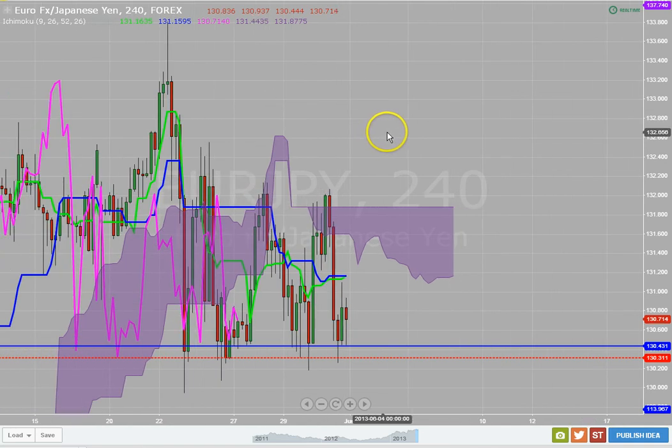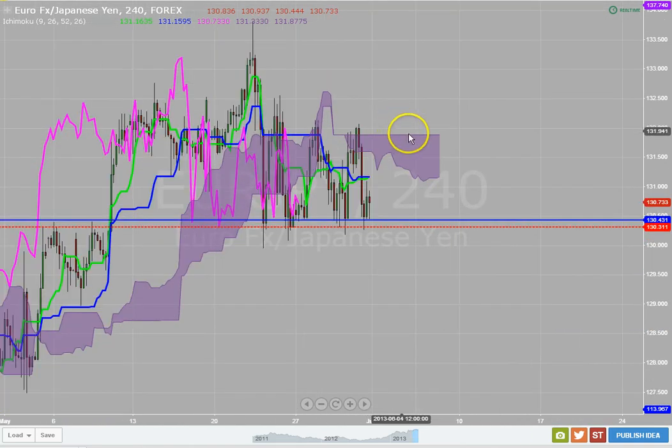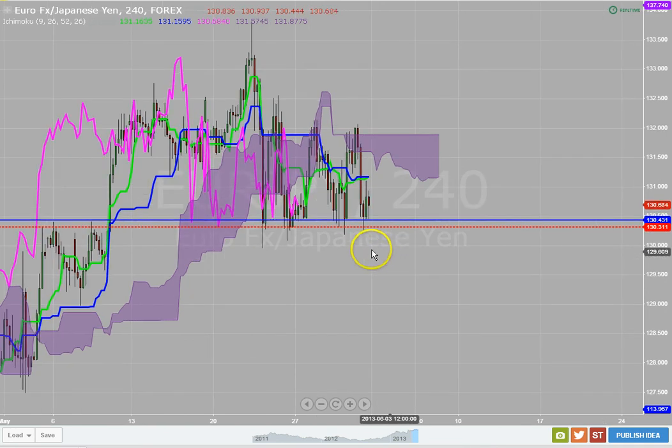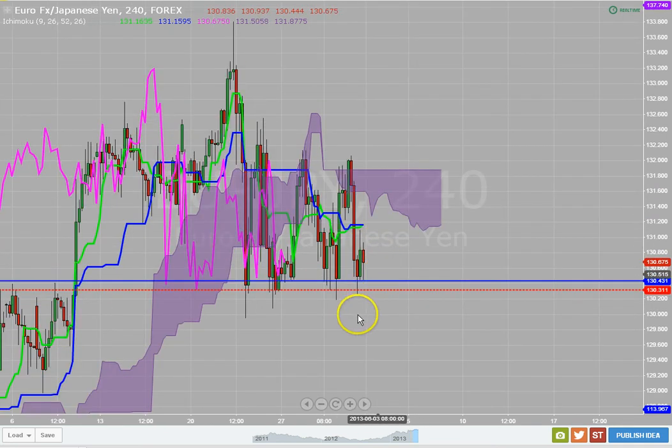And the 4-hour isn't showing us anything long right yet. To be long on the 4-hour, you need to get above this cloud. So what we're looking for is something short. Hopefully that we get a close below this level and we can put our stop loss up here and try to see if this market wants to go short. And that's what we're going to look for near term for a short trade here.